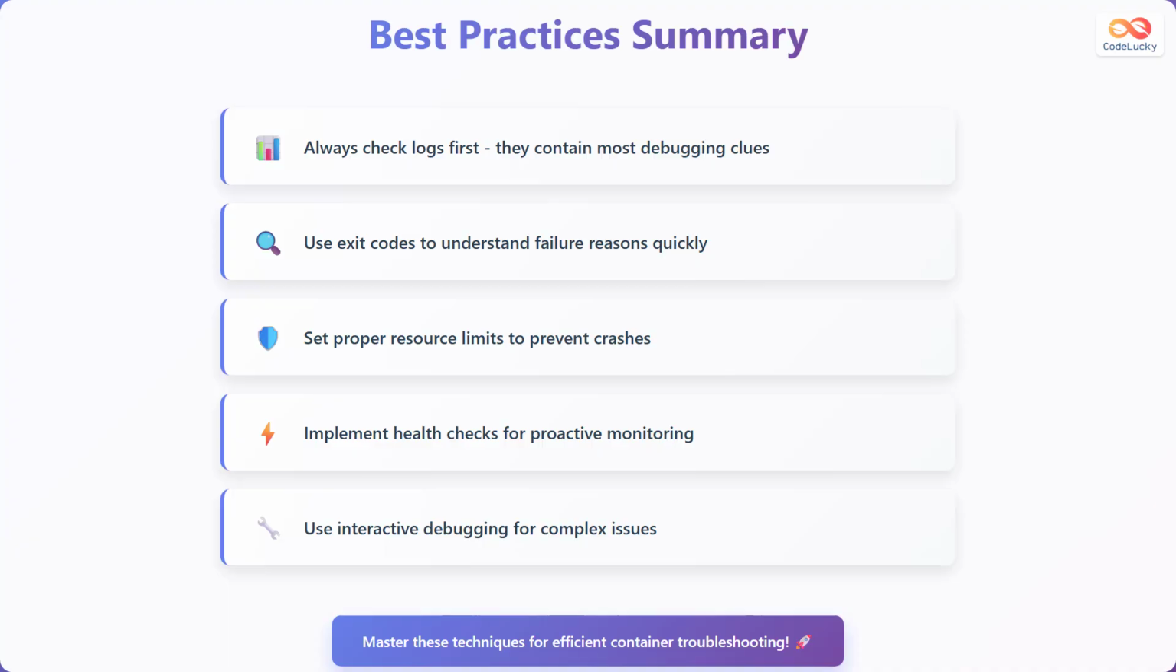Here's a summary of best practices for container troubleshooting. First, always check logs first, as they contain most debugging clues. Second, use exit codes to understand failure reasons quickly. Third, set proper resource limits to prevent crashes. Fourth, implement health checks for proactive monitoring. And finally, use interactive debugging for complex issues. Master these techniques for efficient container troubleshooting.